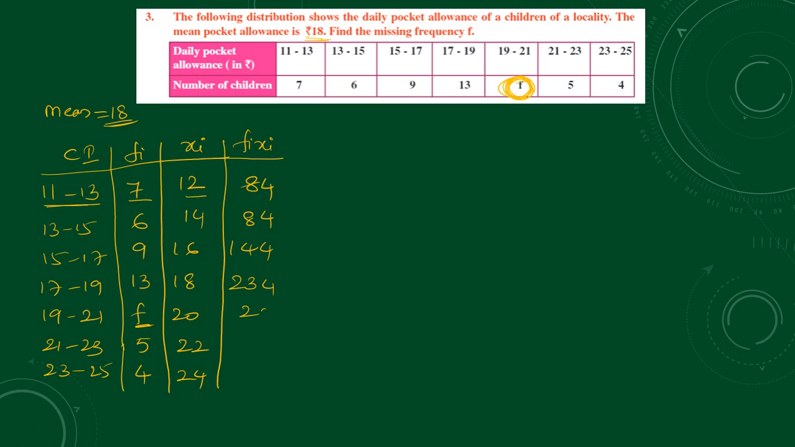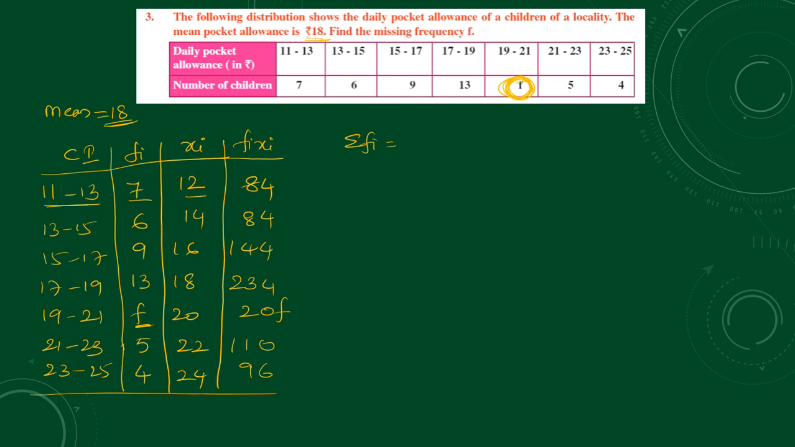Next this is nothing but 20f. Since this is multiplying with f, we cannot directly add this. So 22 5s are, it is nothing but 110. 4 24s, it is 96. Now on adding, what is sigma fi?